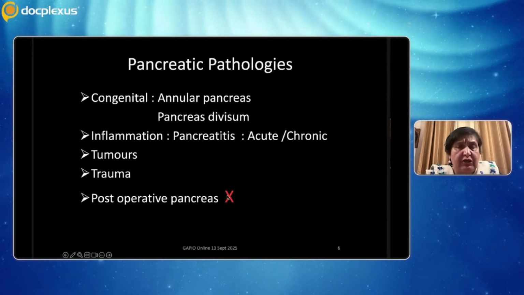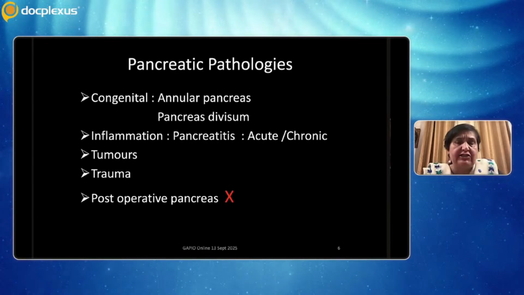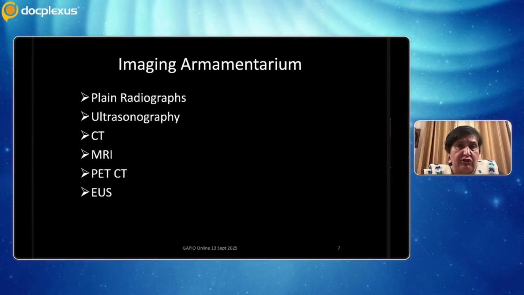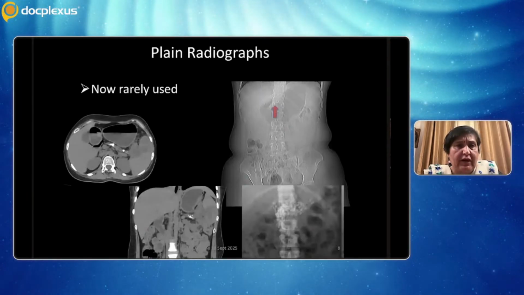Why does imaging matter? Because there are certain pathologies affecting the pancreas, like congenital anomalies, annular pancreas, pancreas divisum, inflammation, pancreatitis. We all know that it has a very high incidence of mortality and morbidity, tumors, trauma. The post-operative pancreas, I won't be covering for paucity of time. So the imaging armamentarium we have available includes plain radiographs, ultrasound, CT, MRI, PET CT, and endoscopic ultrasound.